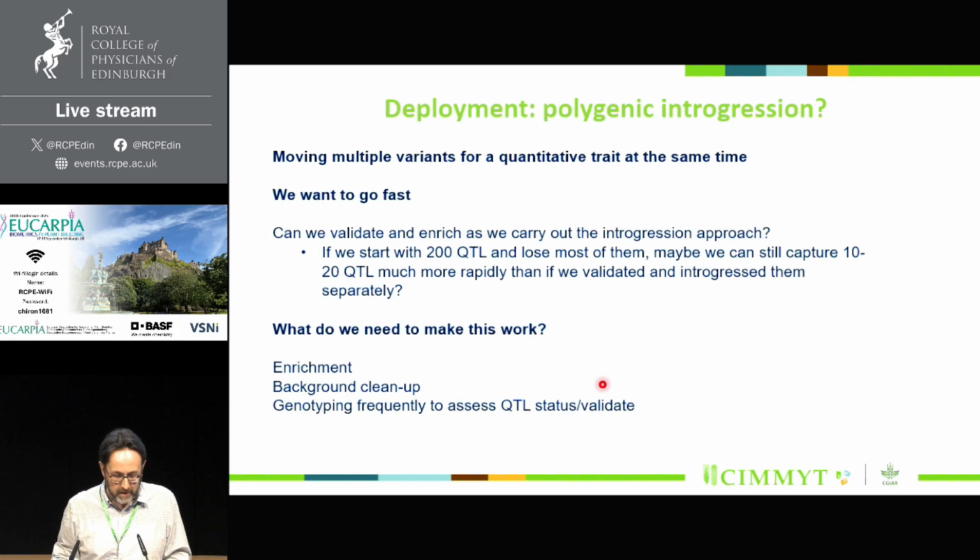Can we do it faster? So we want to go fast. We want to validate and enrich as we carry out introgression. And we are going to accept that if we start with 200 QTLs, we're going to lose most of them in the process. This is a quantitative approach. Just throw in 200, see if we can get 10 or 20 that come out at the end. It's still likely to be more rapid than if we validated and introgressed them all separately. But can we do this?